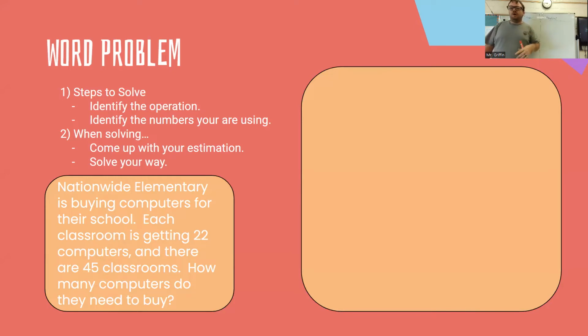All right. So first thing we do is identify the operation. I think to myself, okay, each classroom is getting 22 computers. I'm imagining 22 classrooms just laying around, and each one is going to have 45 computers. This classroom has 45, the next one has 45, the next one has 45. If the number is being repeated 22 times, that means my operation is multiplication. So 45 times 22 is the number sentence that I'm working with.